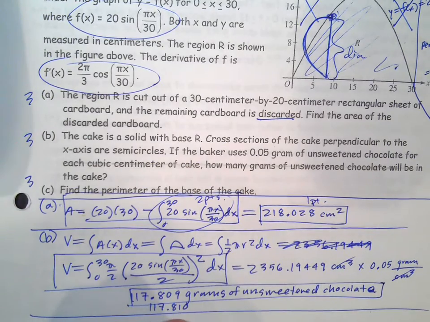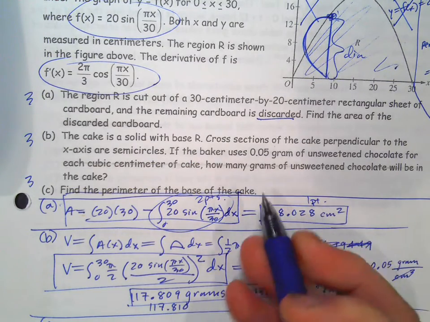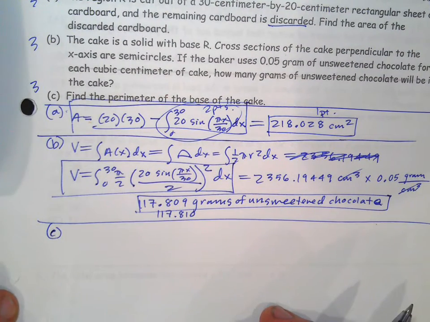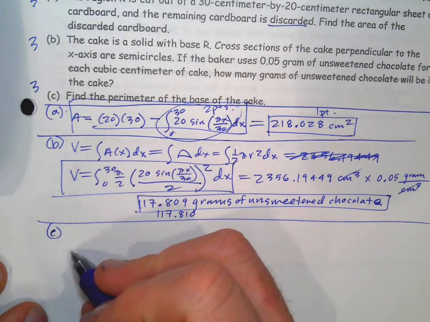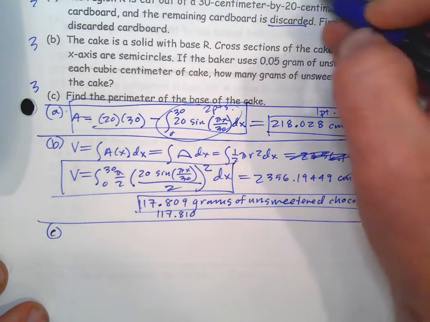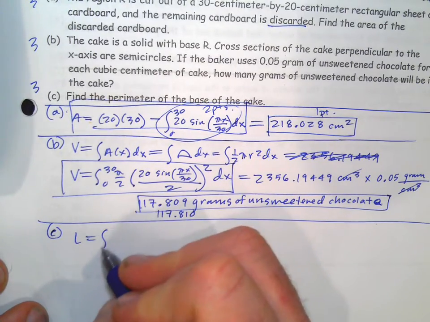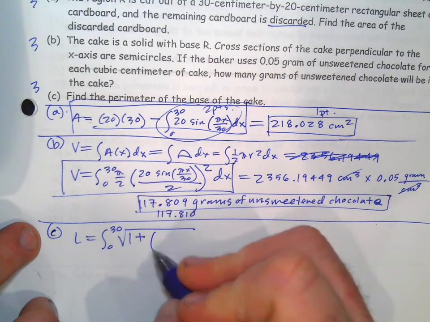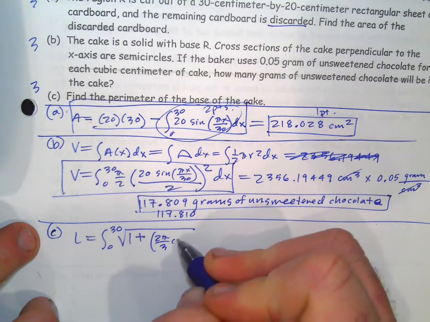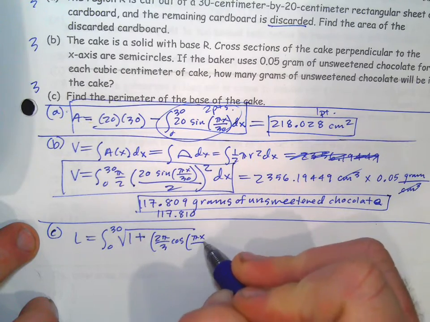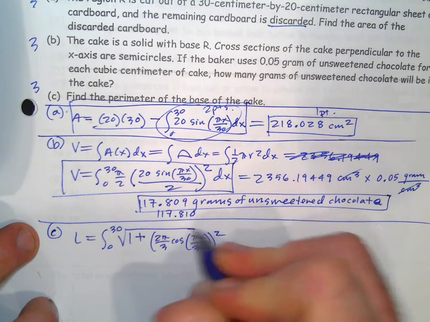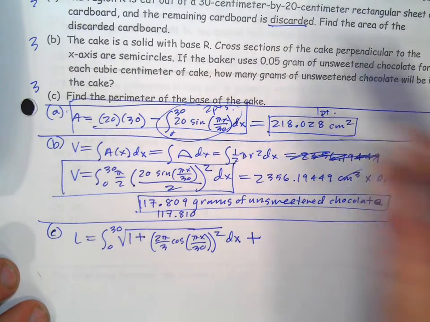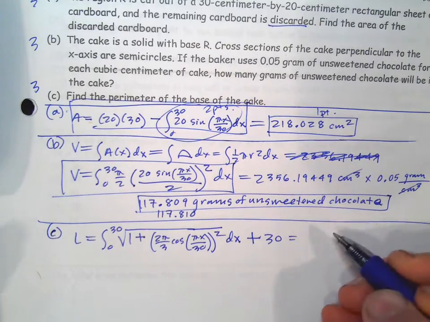Okay. Part C says find the perimeter of the base of the cake. Oh, cool. That's totally a BC thing because that's arc length. And so we have to get the length of that curve, which is going to be the integral from 0 to 30 of the square root of 1 plus the derivative, which they gave us, squared, dx, plus the length along the bottom is just 30. So we got to make sure to add 30.